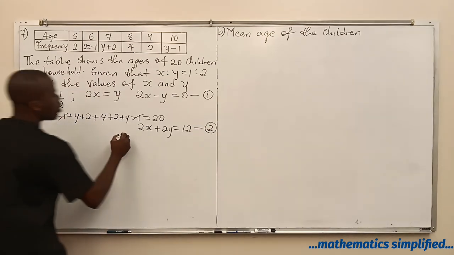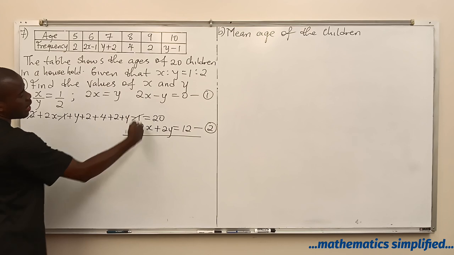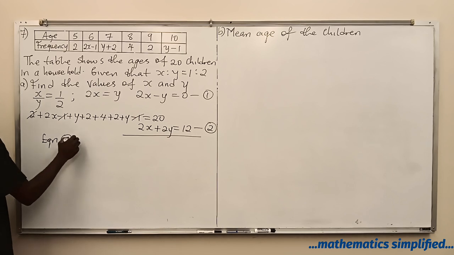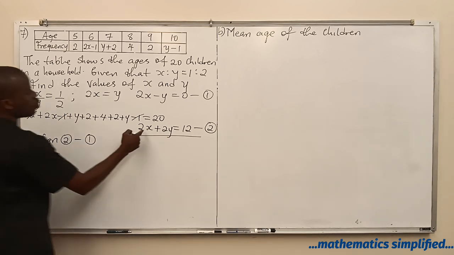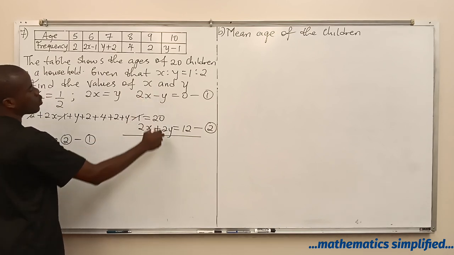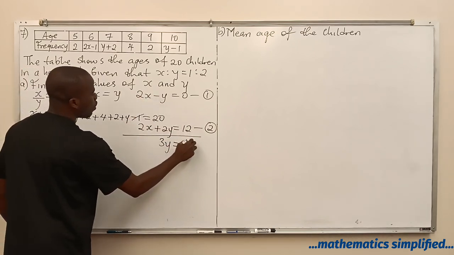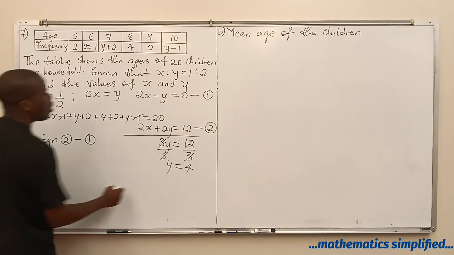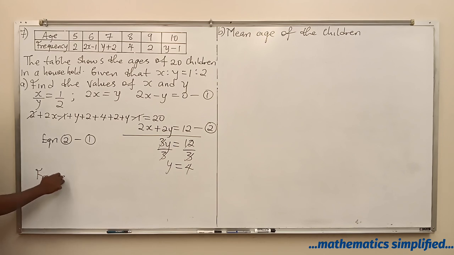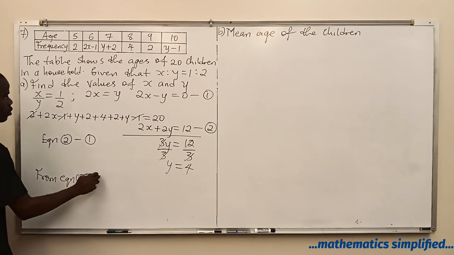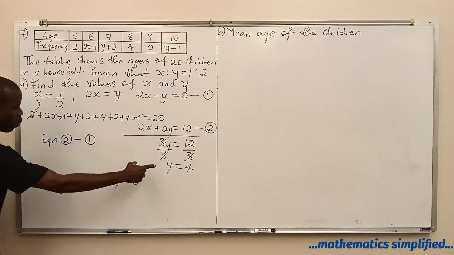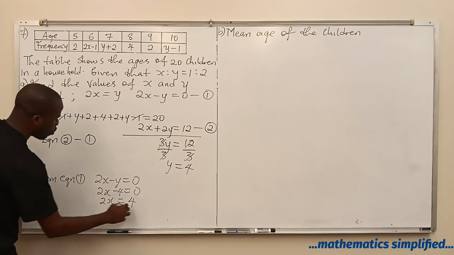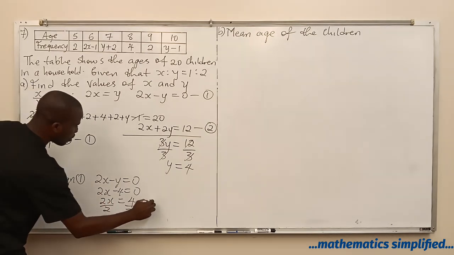And so if we eliminate x, we can say equation 2 minus 1. So this will give 2y minus minus y is 3y, and 12 minus 0 is 12. Divide both sides by 3, y is 4. From equation 1, 2x minus y is 0. Y we have gotten as 4. 2x minus 4 is 0. 2x equals 4. Divide both sides by 2. We have gotten that x is 2.